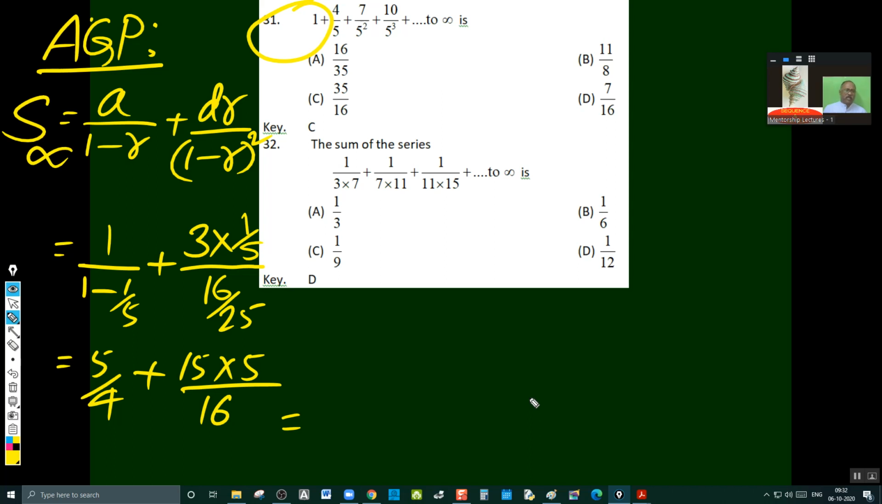Somewhere, just check the simplification, please. 1 minus 1 by 5, 4 by 5. 4 by 5 whole square, 16 by 25. 3 into 1 by 5. Now you must get the answer. I think it is given with C, means 35 by 16. Let's check it out. Then 5 times 5 into 3. Sir, instead of 15, it should be 3.